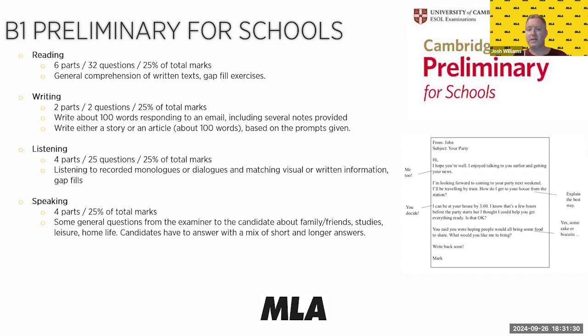again, it starts out with some general questions from the examiner to the candidate about family, friends, studies, leisure, home life, etc. They should answer with a mix of short and longer answers. When I say a mix, obviously, yes, I do is not really sufficient, but it doesn't mean that they have to digress on a lot. I usually try to tell my students that between 2 and 3 sentences answer is probably enough. Okay, you don't need to digress and go back on.